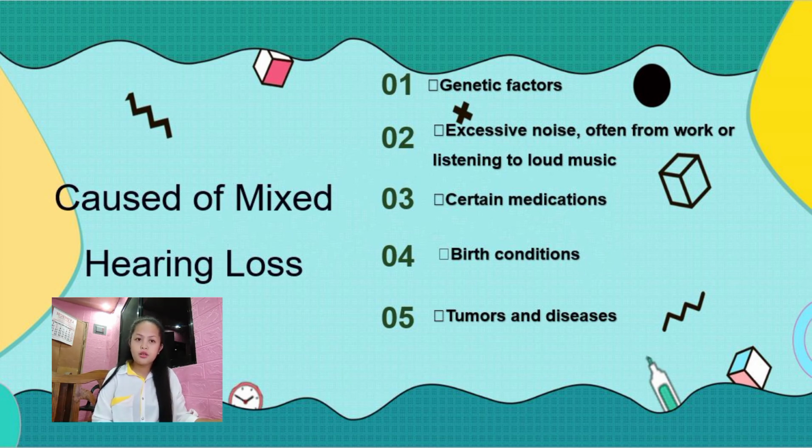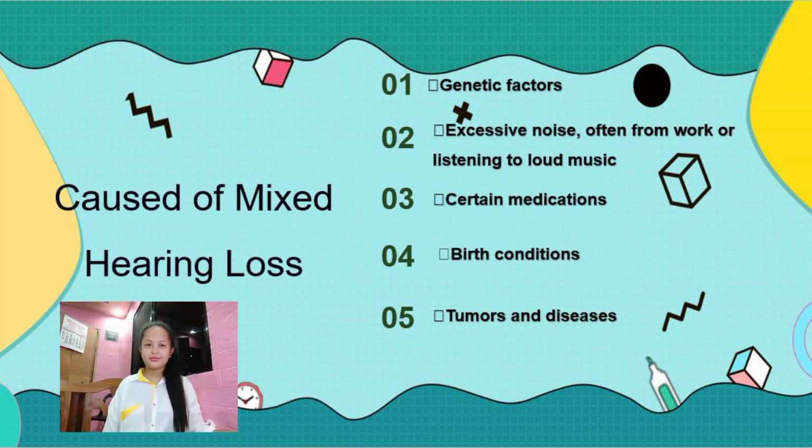Fourth is birth condition. Most babies' hearing disorder is caused by genetics. Hearing deficiency can be caused by a genetic mutation present at birth or occur later in life. Hearing deficiency genes may be inherited from either one or both parents. You and your baby can both hear perfectly, but you can both carry a gene that can cause hearing loss in your child.